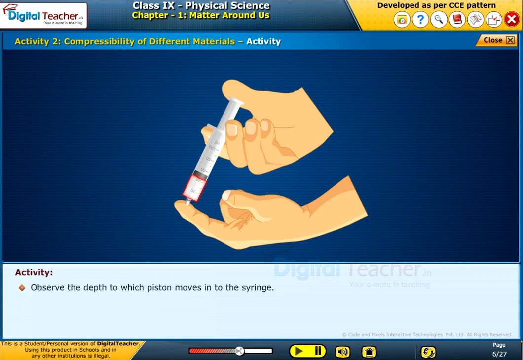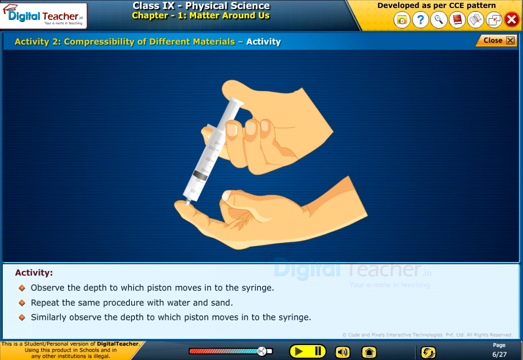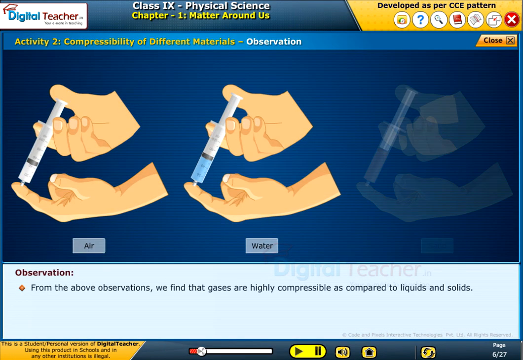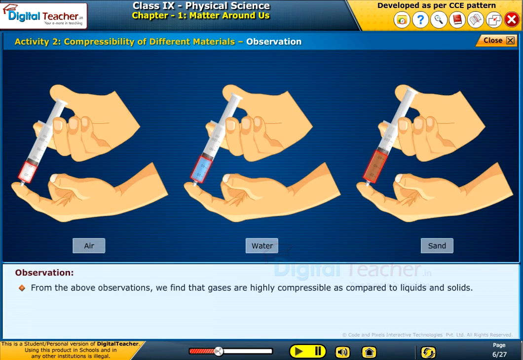Observe the depth to which piston moves into the syringe. Repeat the same procedure with water and sand. Similarly, observe the depth to which piston moves into the syringe. From the above observations, we find that gases are highly compressible as compared to liquids and solids.